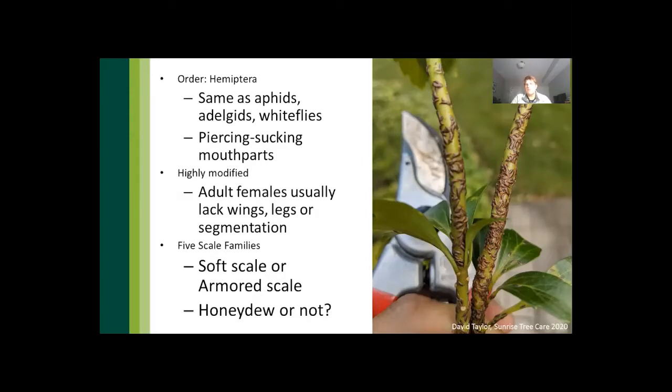And then there's 5 scale families, but primarily there's 2 that we deal with. Now there is a third that's uncommon, but we still see it in the landscape. But typically we just drop them into 2 different categories. There's soft scale or armored scale. And the easiest way to distinguish these, honestly, is: is there honeydew or is there not? And we'll go through those and what relevant landscape management applications those both have.